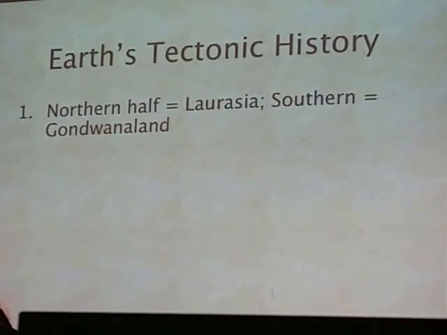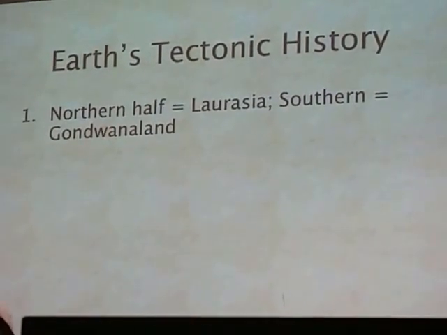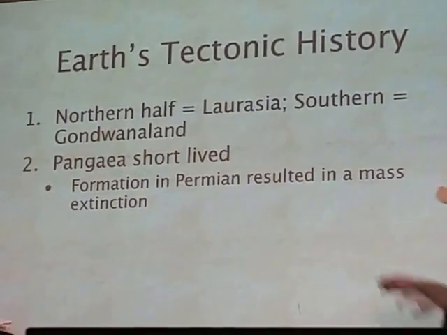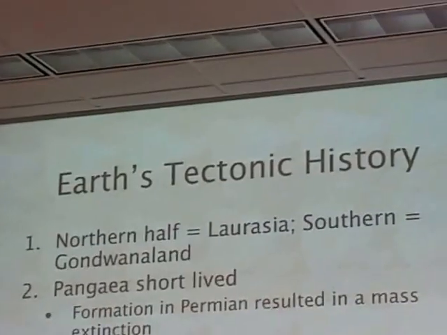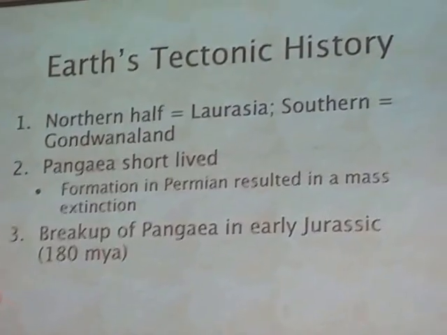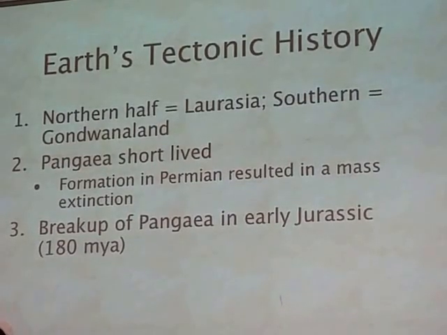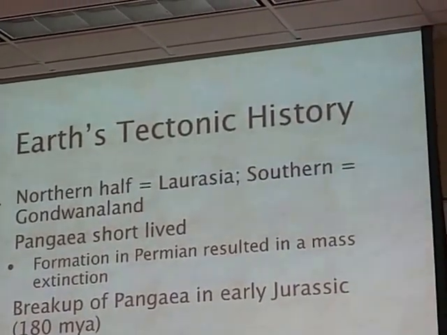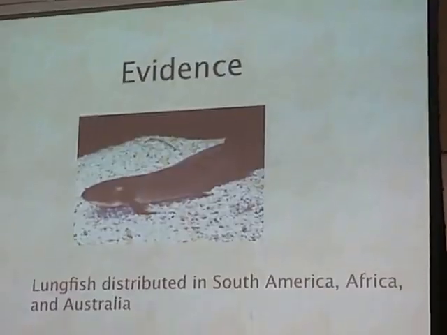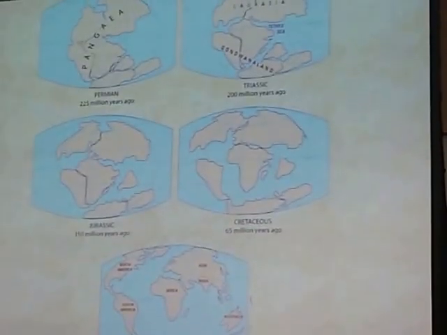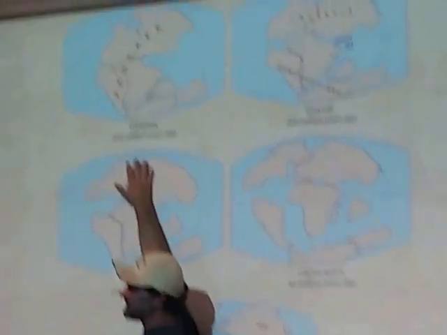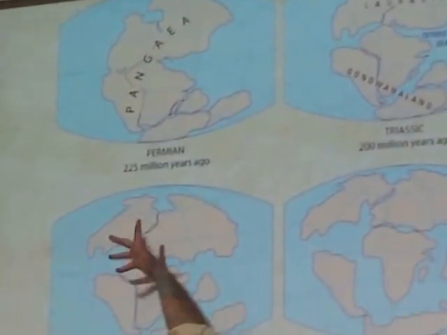Or the Loch Ness Monster. All right, so the northern half is Laurasia, the southern half Gondwanaland. Pangaea was not together for very long. Its formation in the Permian resulted in a mass extinction event. Pangaea starts to break up in the early Jurassic, about 180 million years ago. The formation in the Permian was only about 225 million years ago. When I say it wasn't together for very long, it was together for approximately 25 to 30 million years.